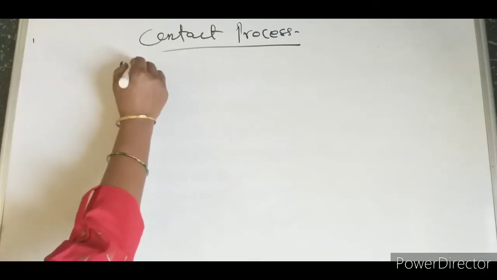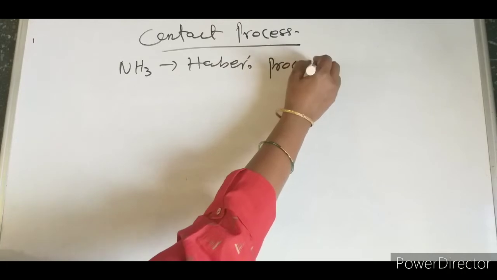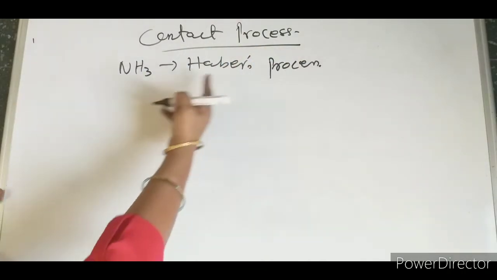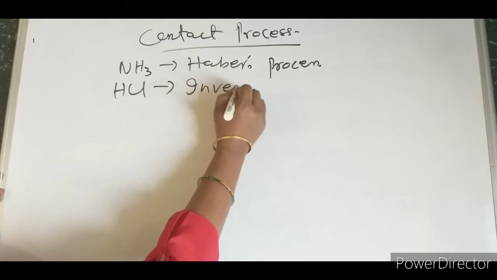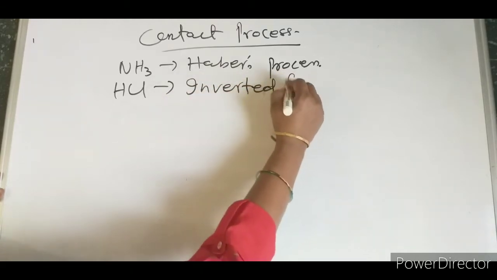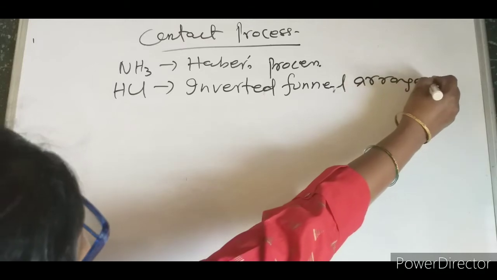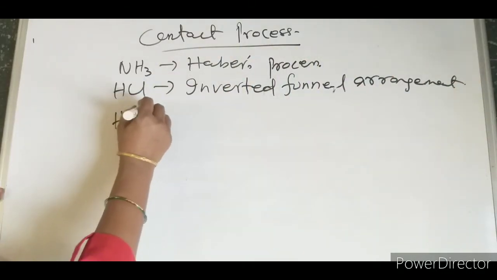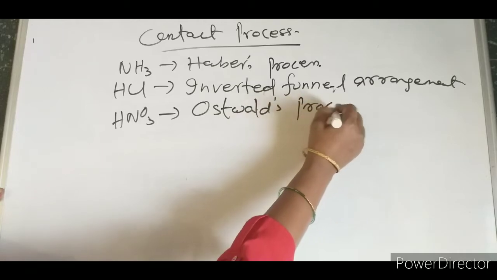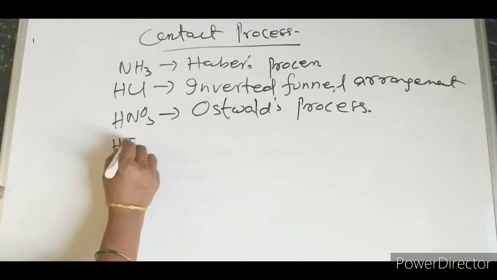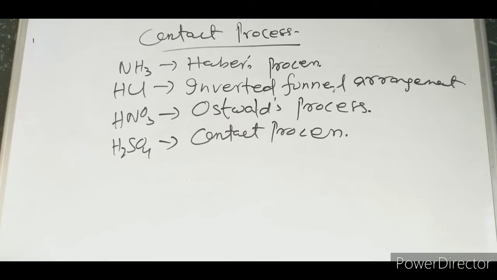So let me write this again: ammonia, Haber's process, because this is a board question. In the question, one table was given, with names, reactants and so on. Here HCl is the inverted funnel arrangement. Here HNO3 is Ostwald's process. The fourth one is H2SO4, and this is the contact process.